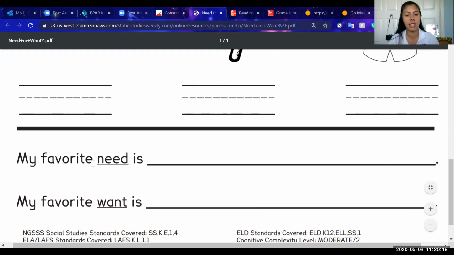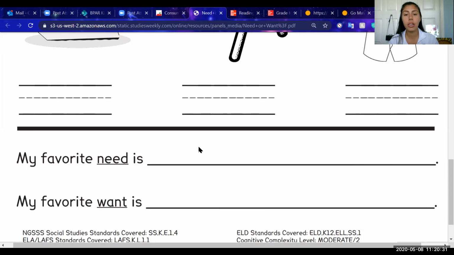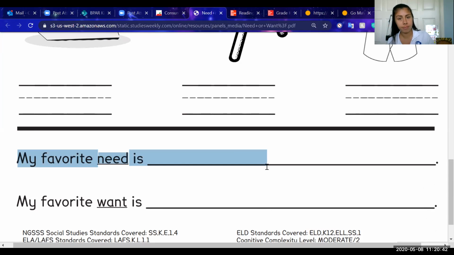N, E, E, D. Need. My favorite need is. I want you to write your own sentence saying my favorite need is, and you write whatever your favorite need is. It might be food, it might be clothing, it might be shelter or a house, it might be air. You write whatever your favorite need is.